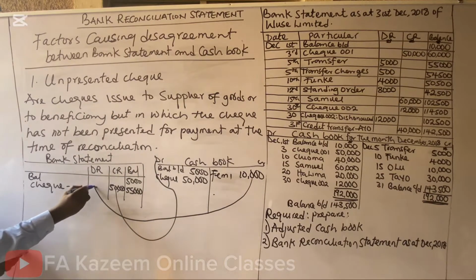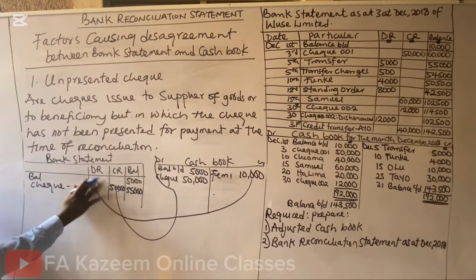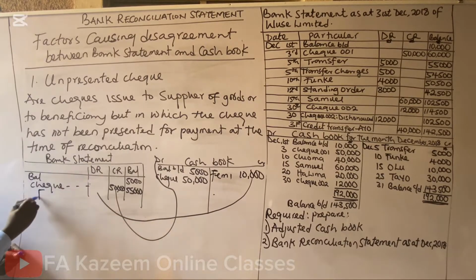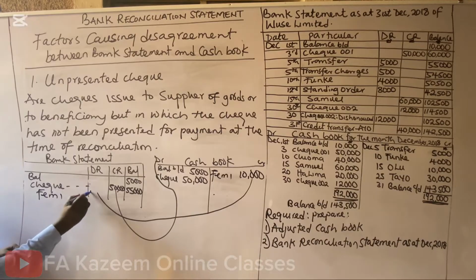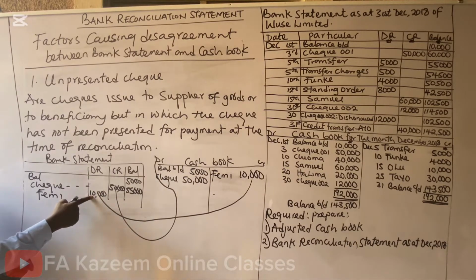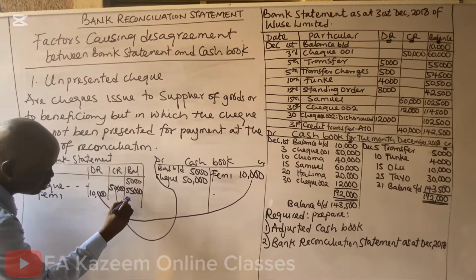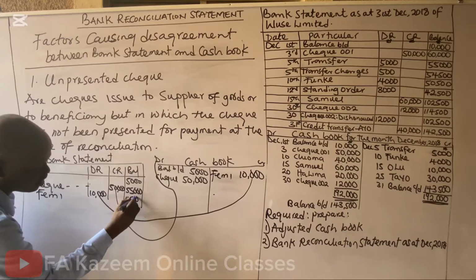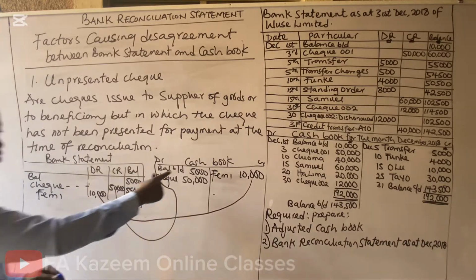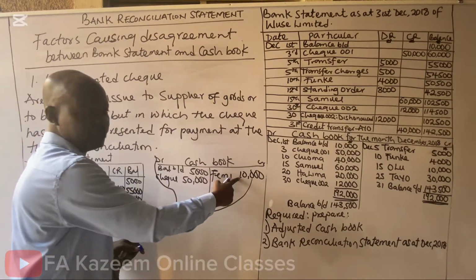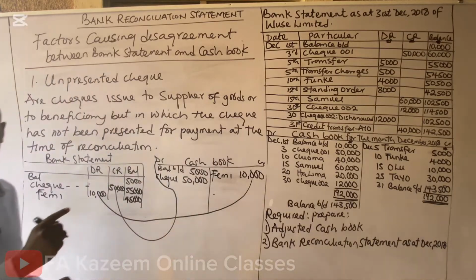The bank will put it on the debit side, and put Femi, that's the name on the checkbook. When 10,000 naira is collected by Mr. Femi for payment, your balance in the bank will remain 45,000 naira. 55,000 minus 10,000 will remain 45,000 naira.